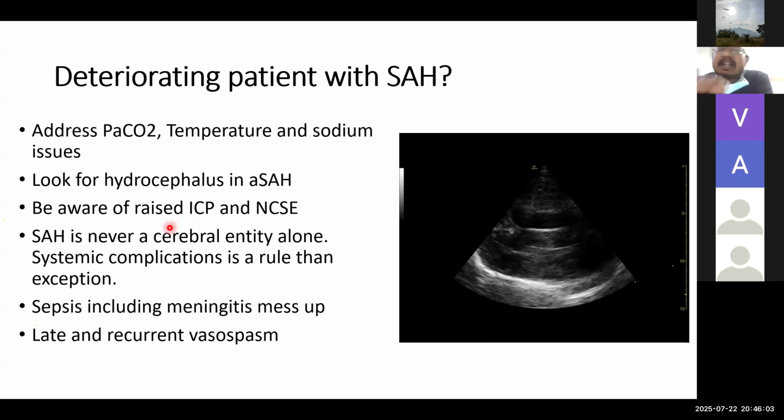Also, SAH is never a purely cerebral entity. Systemic complications are the rule rather than the exception. Sepsis, including meningitis, are major causes of systemic complications. But nevertheless, ARDS and Takotsubo also mess up things systemically. Even though we deal with all these things in the early period and sort them out, vasospasm tends to occur late. So that becomes a vasculitis problem. It is a bit difficult to treat with nimodipine and milrinone.